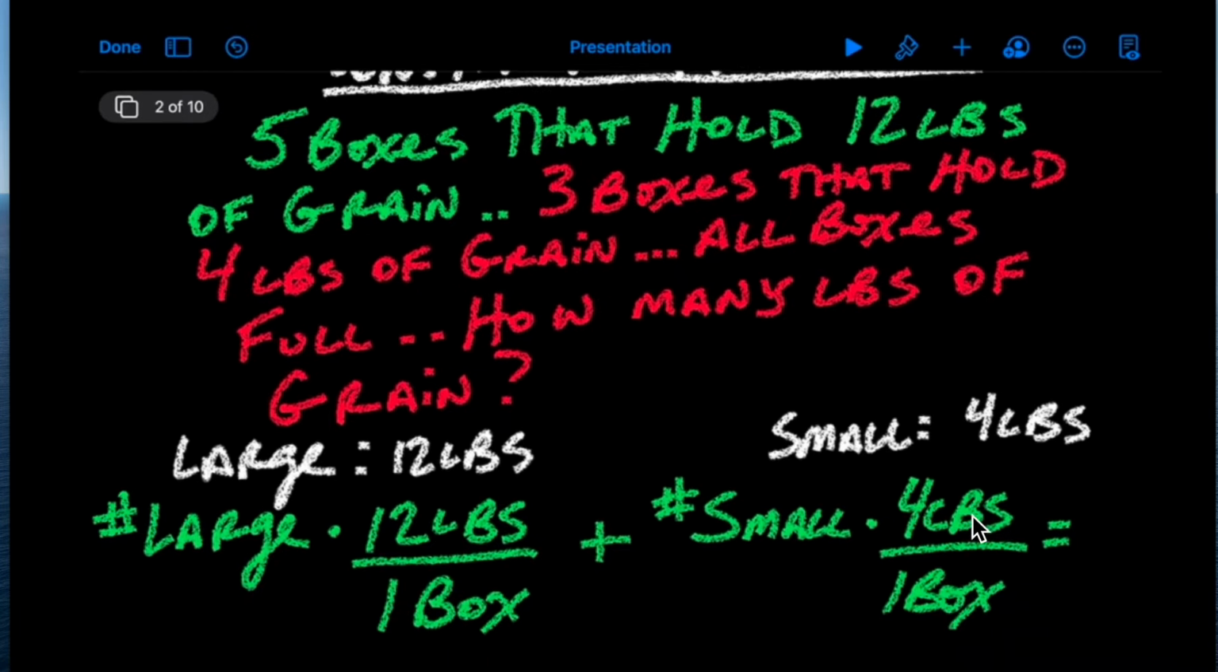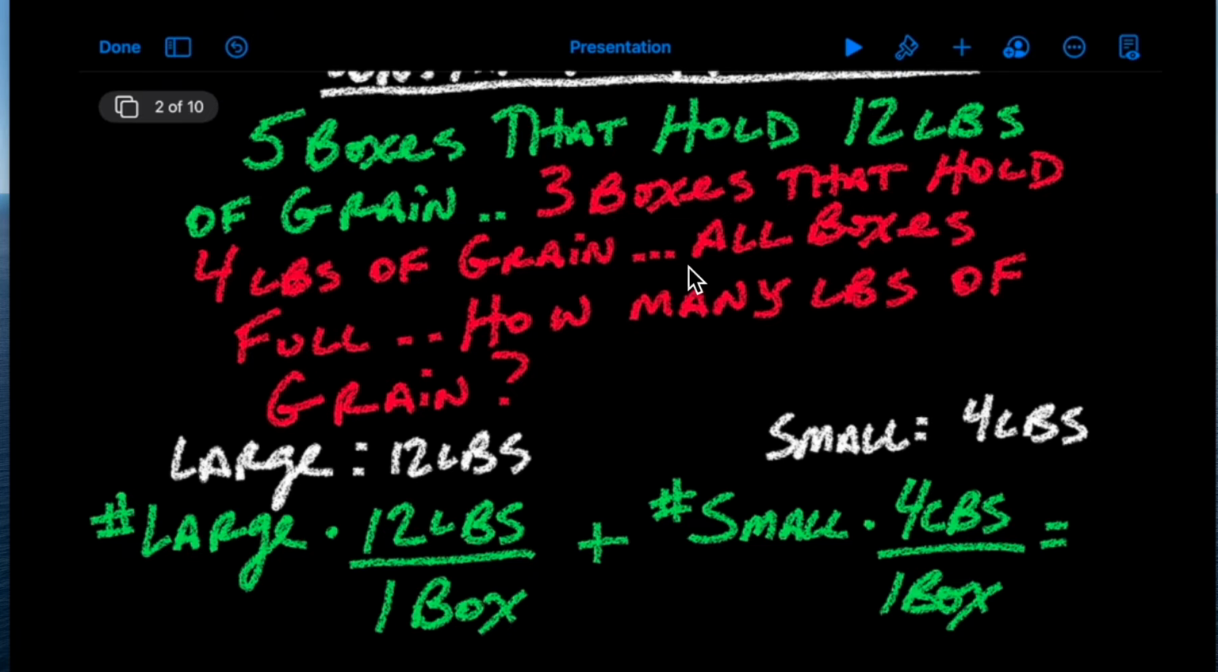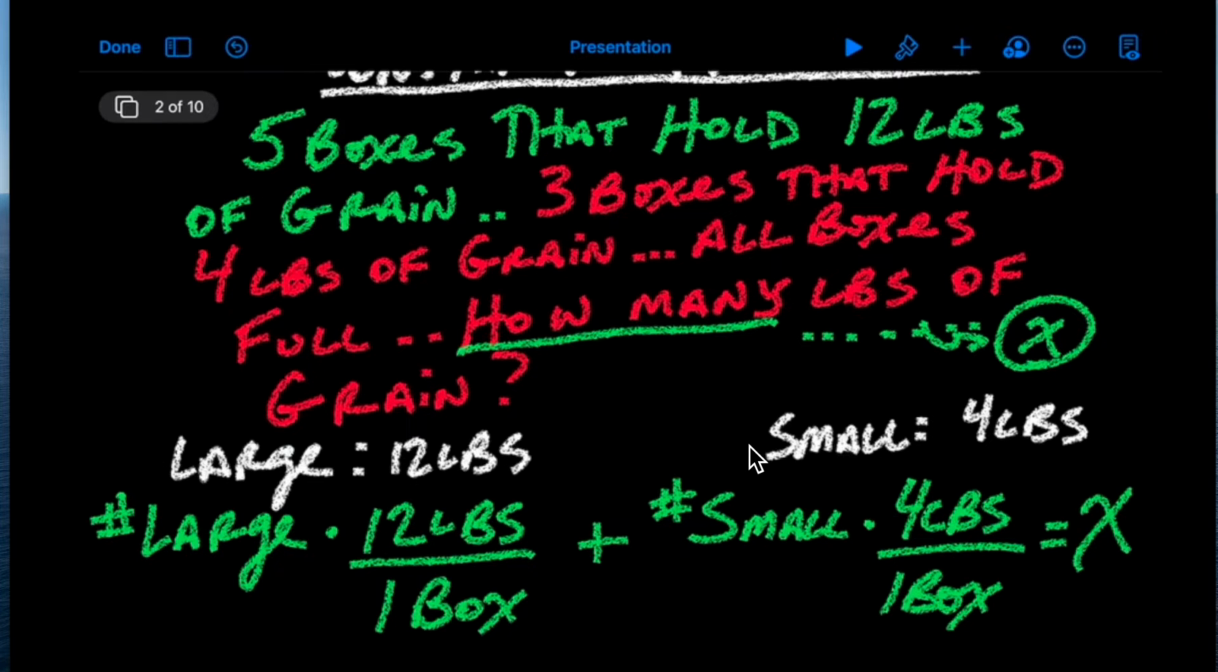Okay, now there's another thing I want to show you in this problem. You see these words, how many? Whenever you see that in a word problem, whatever follows that term, how many or how much, that is what you're going to set your unknown to. So your unknown here, your x, is going to be the total pounds of grain. So all of that is going to equal x.